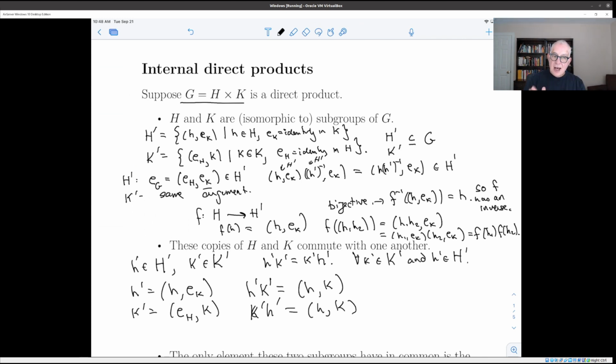And this is not saying that H or K are commutative. That's really important. They may not be commutative at all, but their copies inside G commute with one another. So the important thing here is that this H is in the first component, this K is in the second component, so that when you multiply them, they don't interfere with one another.